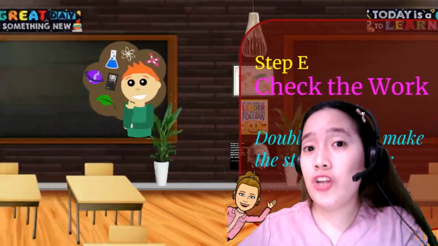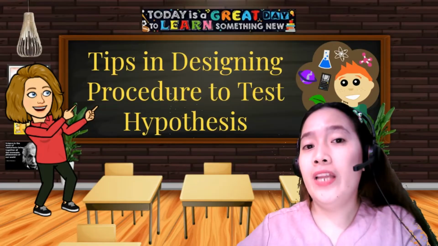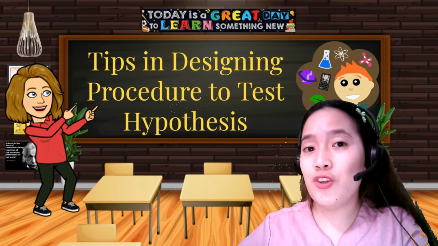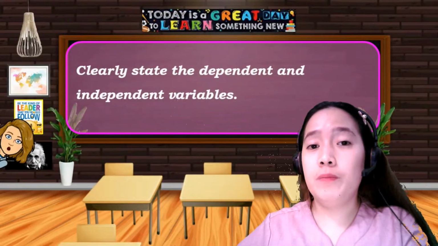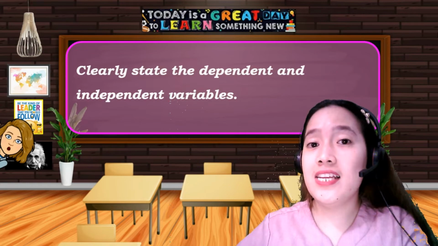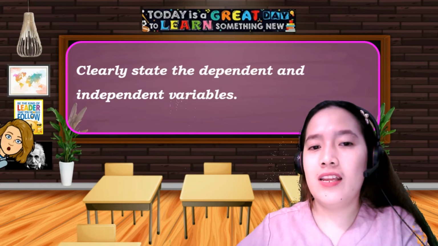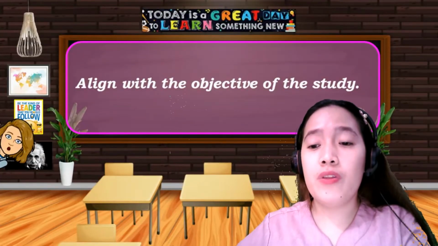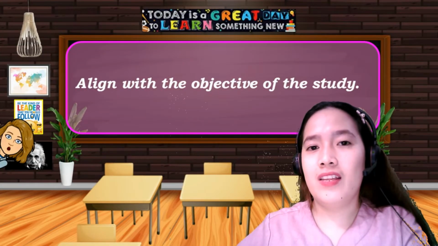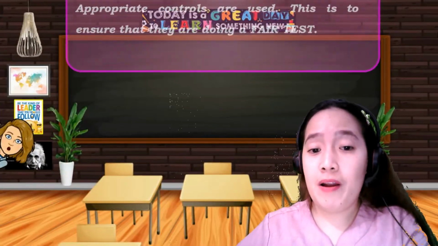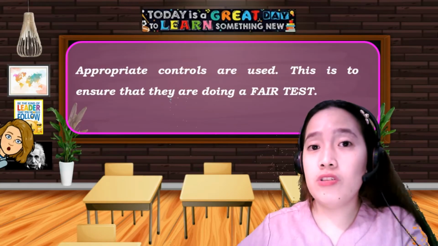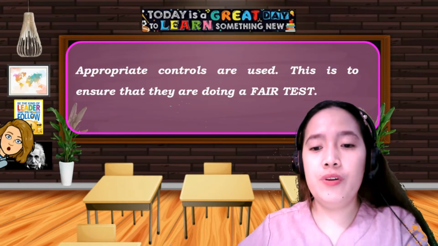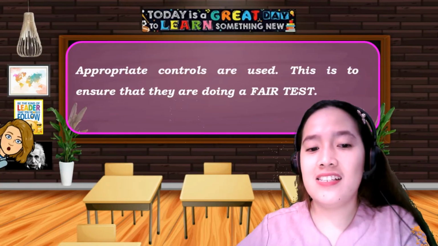I am now going to share with you some tips on how to design an experiment to test your hypothesis. So number 1, the hypothesis developed should clearly state the dependent and independent variables. Another tip, the design of the procedure should be aligned with the objectives of the study. Third, the type of experiment the learners are planning to do should make sure the appropriate controls are used. This is to ensure that they are doing a fair test.